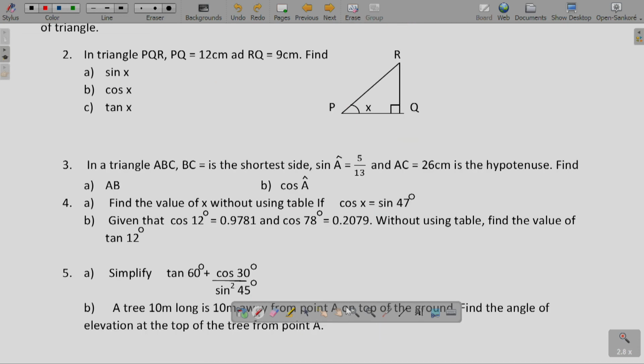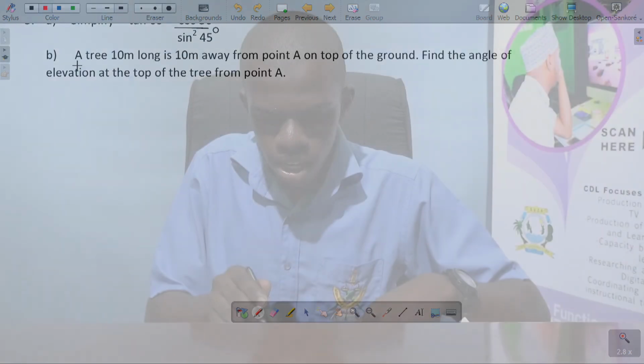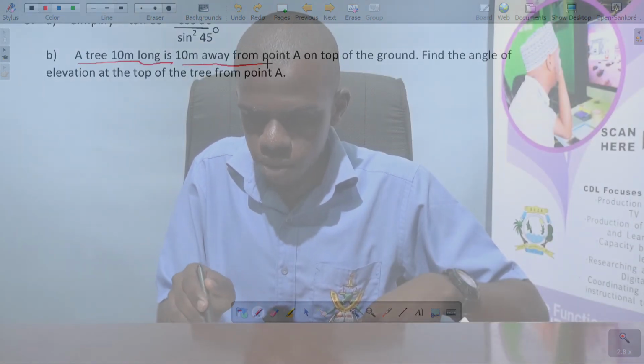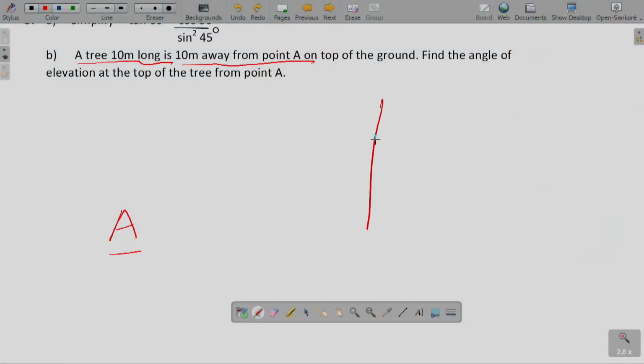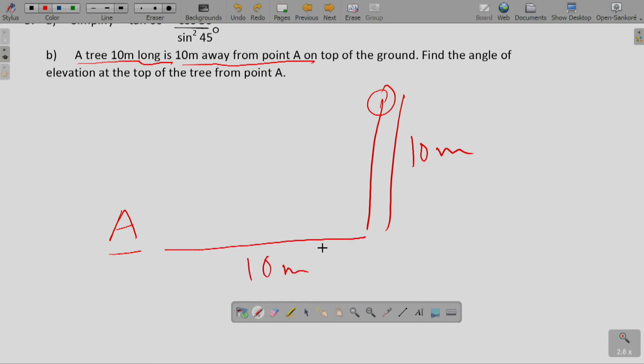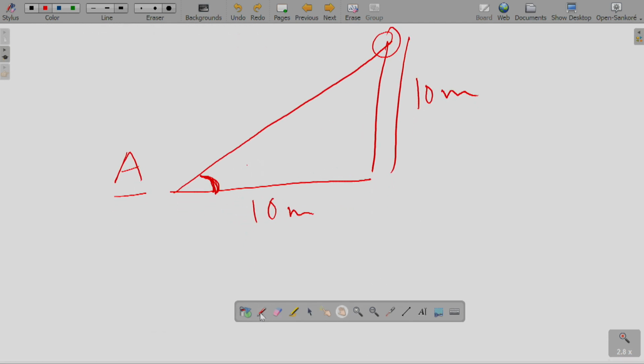Let's finish with the last question. A tree 10 meters long is 10 meters away from point A. So here we have point A, and here we have our tree 10 meters long, 10 meters away. Find the angle of elevation at the top of the tree from point A. We have to find the value of angle of elevation from point A to the top of the tree, this angle. So let's find the angle.